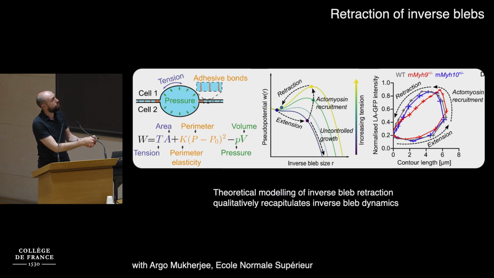And so we form this loop of extension, actomyosin recruitment, retraction, which looks very much like what we see qualitatively in the experiments, where the bleb is increasing, actomyosin is recruited, and then the bleb is retracted and actomyosin is fading away as well. So we just have a good agreement between the theoretical modeling that Argo developed and the formation and retraction of inverse blebs.